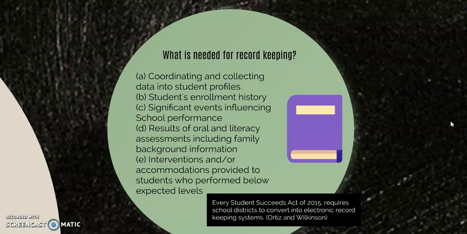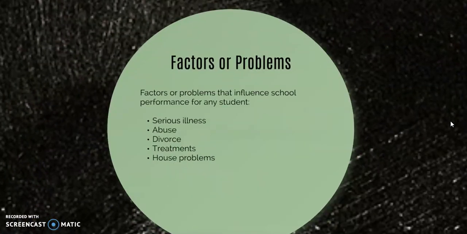So what you need to keep a record and to fix the problem is coordinating and collecting the data, having the student profile, having their enrollment history, significant events that influence their performance, oral results, not just literacy assessments, include the family and their background information, and interventions that may be needed for accommodation. In 2015, the Every Student Succeeds Act requires school districts to convert all of their records into electronic records, not just pencil written out.